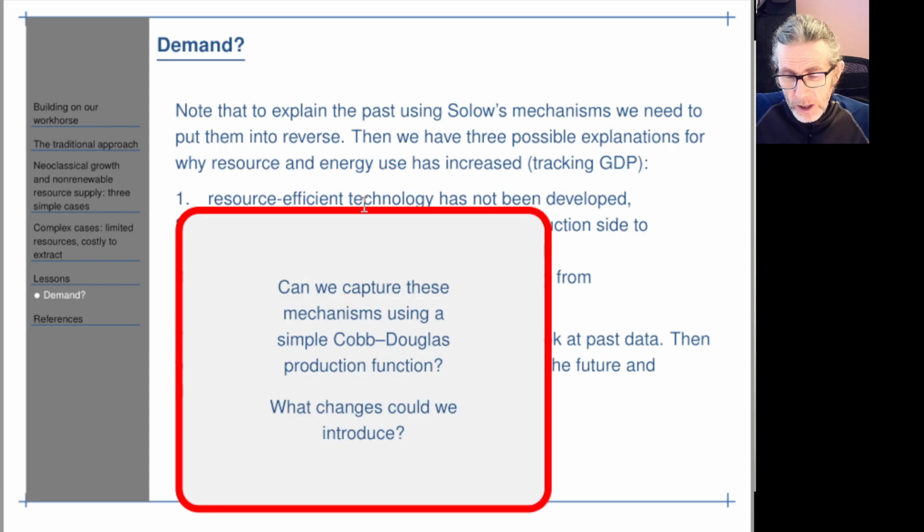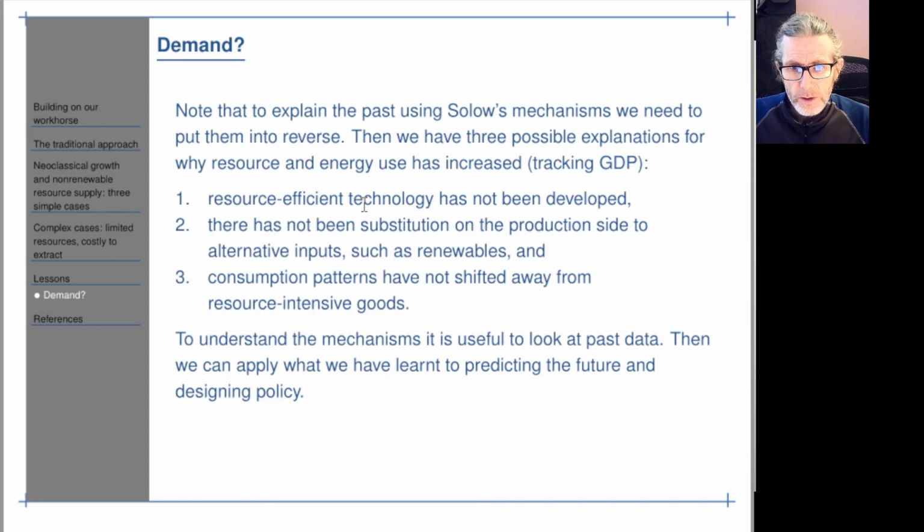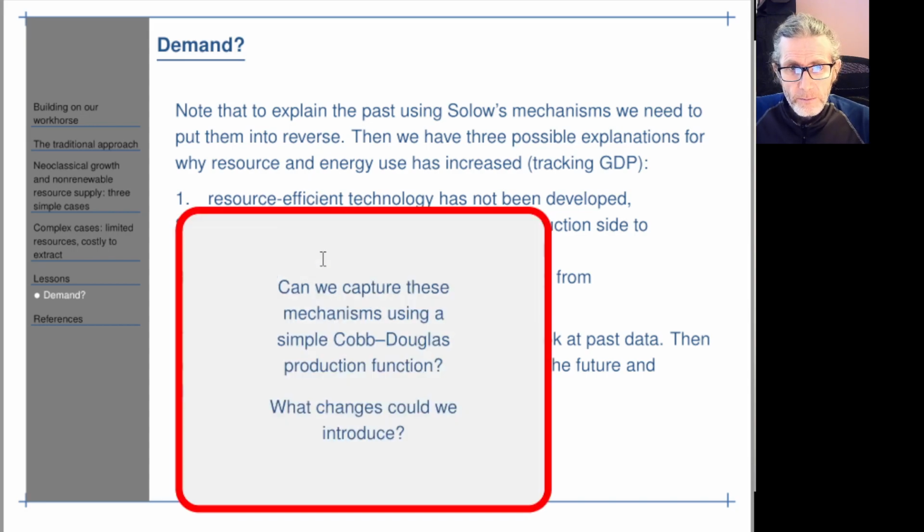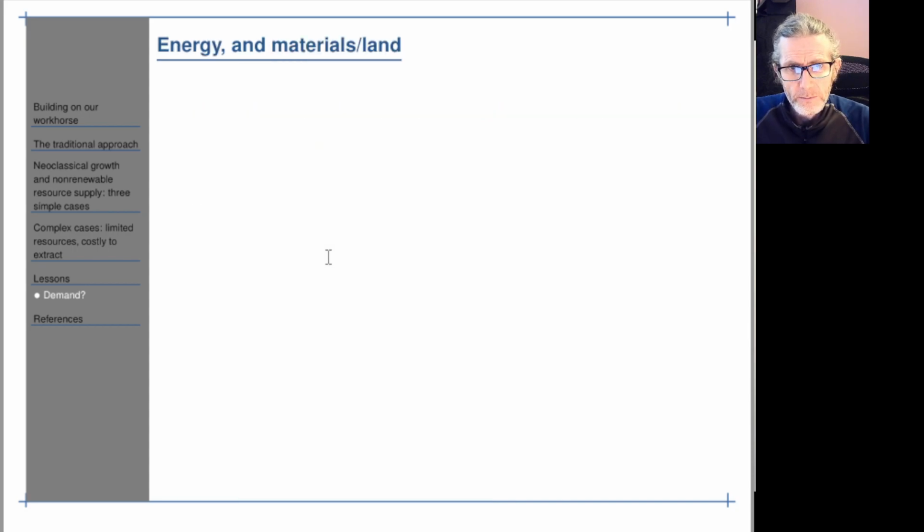We can't do it with the Cobb-Douglas. The Cobb-Douglas is like looking at the overall abstract. We need to unpack that Cobb-Douglas and model these processes specifically. Okay. And we'll look at how you do that later on.